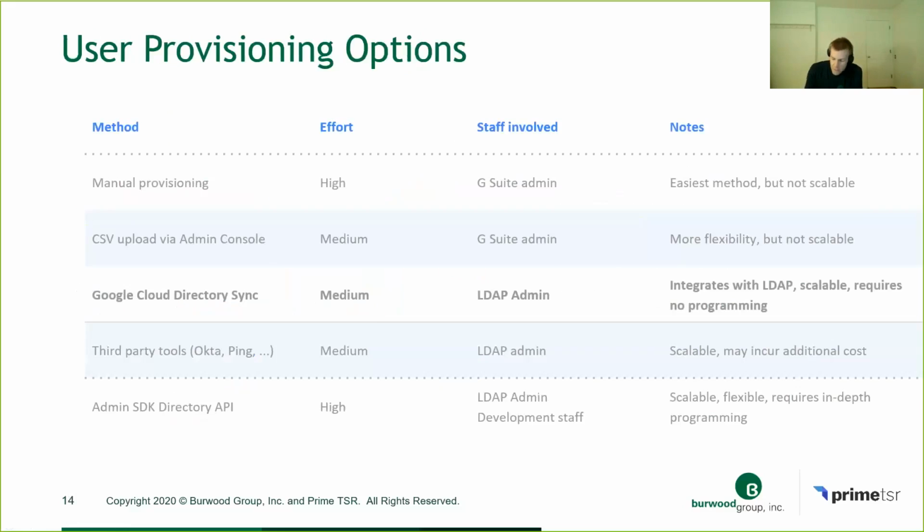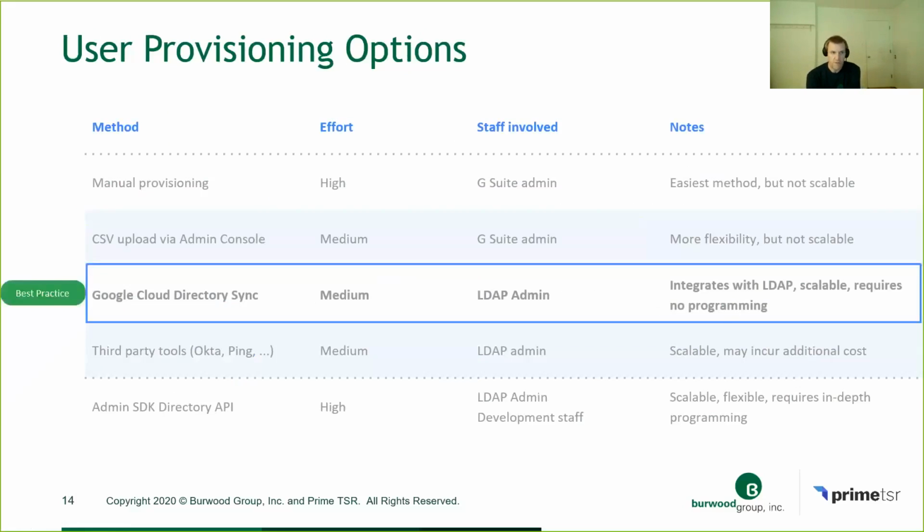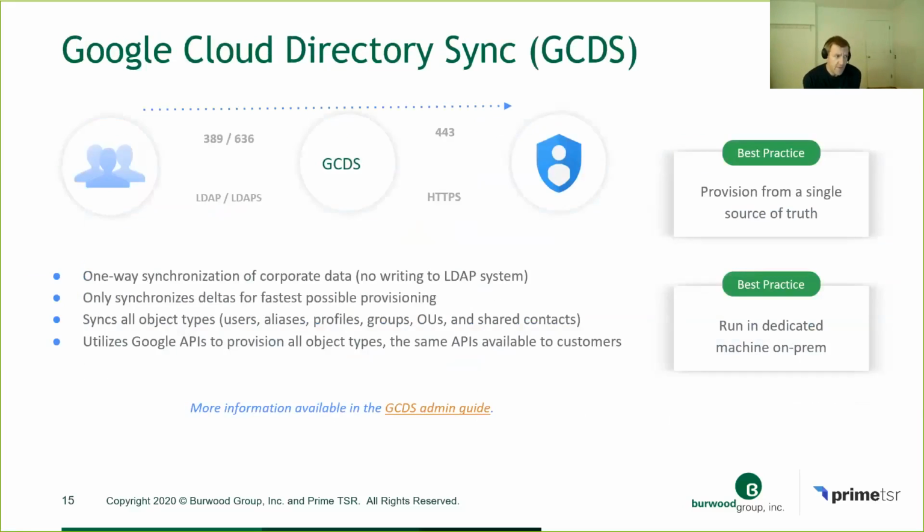The best and most recommended option here, at least from our experience with a couple of dozen Google Cloud customers, is to use Google Cloud Directory Sync. So this is an LDAP integration. There's a one-way synchronization from your LDAP system into Google Cloud Identity. So it's best practice from being like a single source of truth, and it's pretty easy and straightforward to set up. Google has a recommendation of running it in a dedicated machine on-premise, just like most software companies do when they say they just want to run it dedicated.